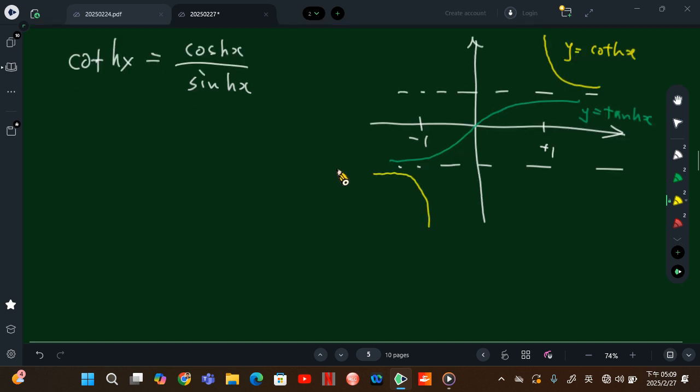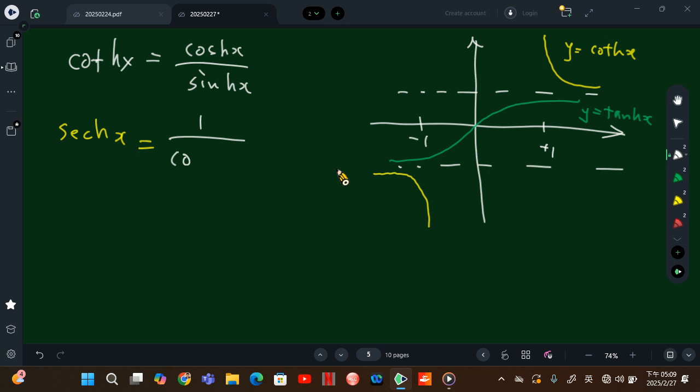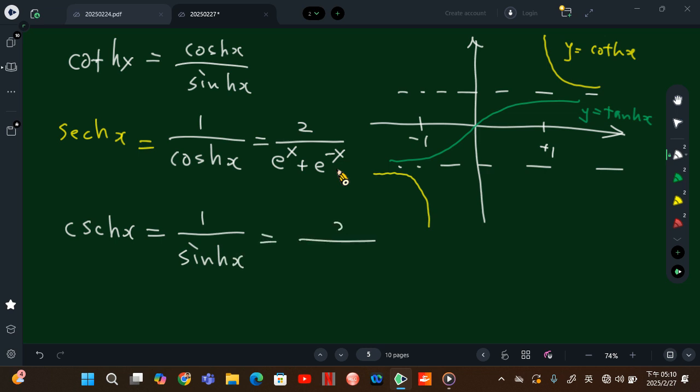Then when we talk about the hyperbolic secant x, so following the rule, it also should be 1 over hyperbolic cosine x. So it will be 2 over e to the power x plus e to the power negative x. So if we talk about the hyperbolic cosecant function, it will be 1 over hyperbolic sine x. Then it will be 2 over e to the power of x minus e to the power of negative x.